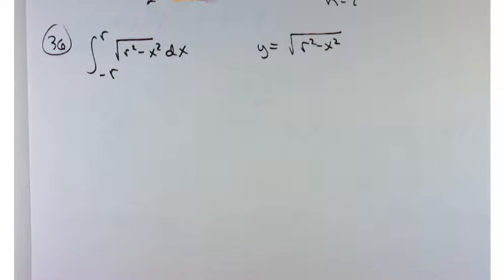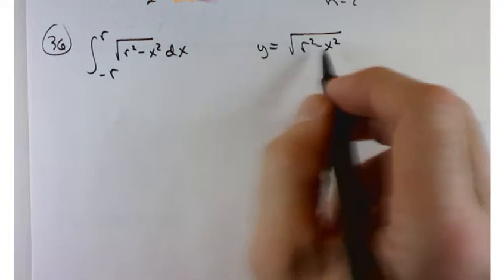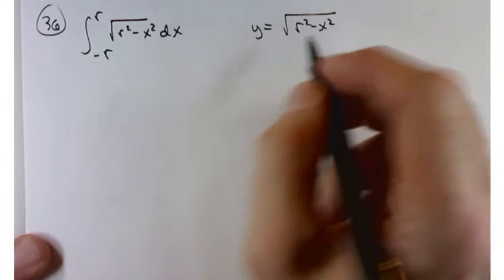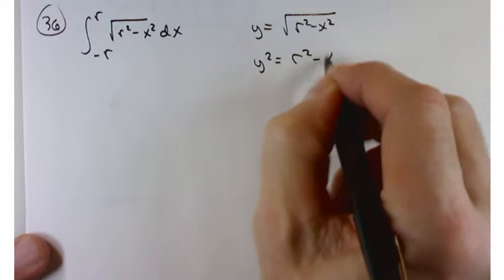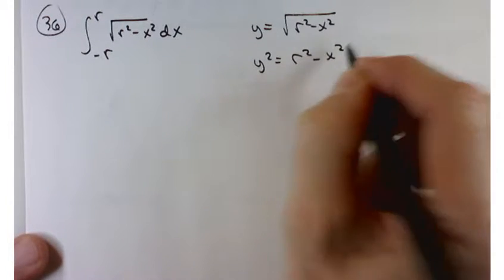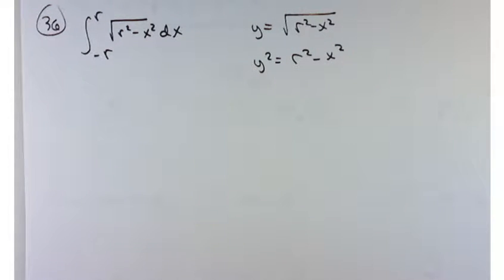Now, if you don't recognize what this is yet, you're not alone. I guarantee it. To make this a little bit more recognizable and easier to work with, let me square both sides of the function. So we get y squared equals r squared minus x squared.